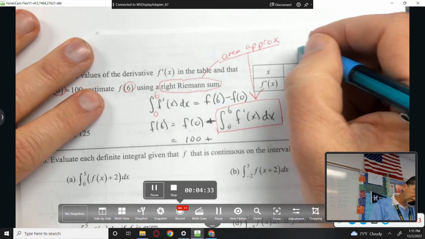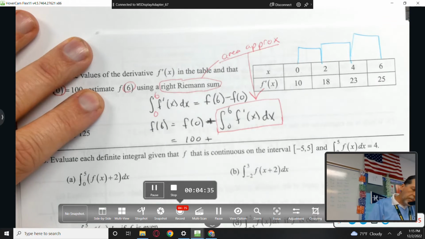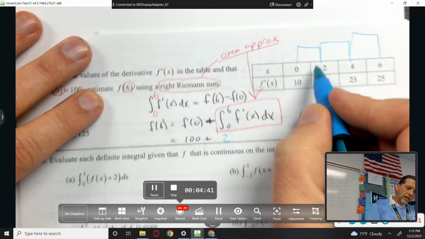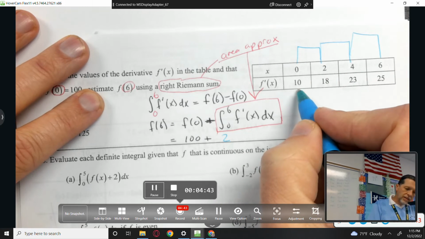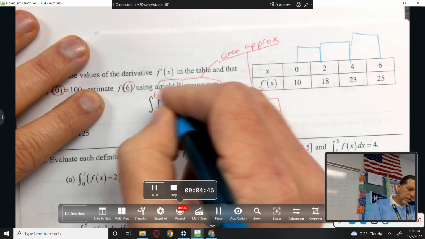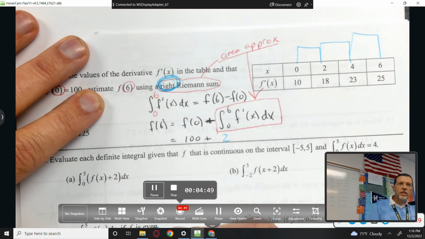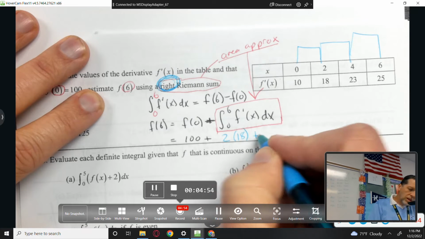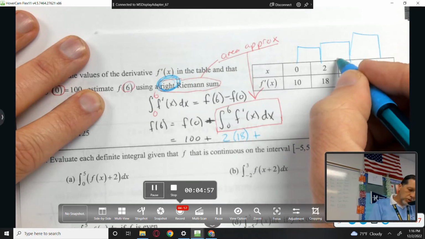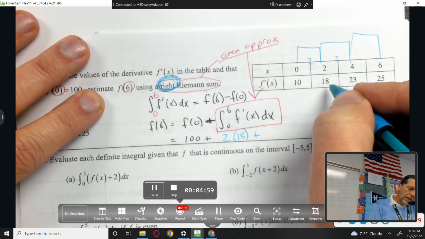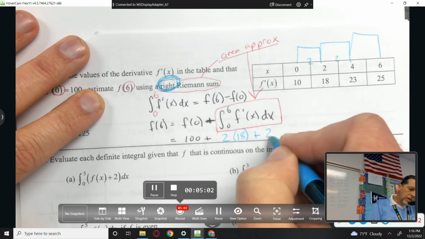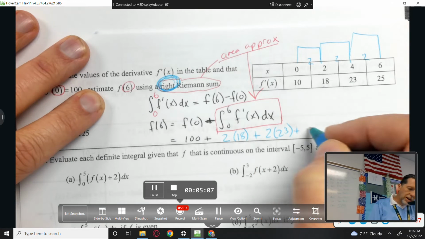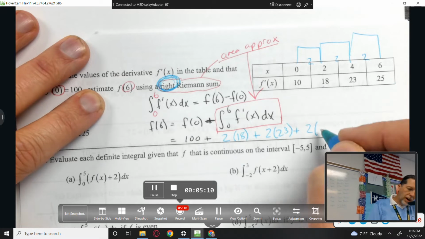So right-Riemann sum. The first rectangle is 2 wide, and its height is 18, because I want to use the right-hand one. So 2 times 18. The second rectangle is 2 wide, and the height we'll use is the right-hand value, 23. And the last rectangle is 2 wide, and we'll use the height 25.